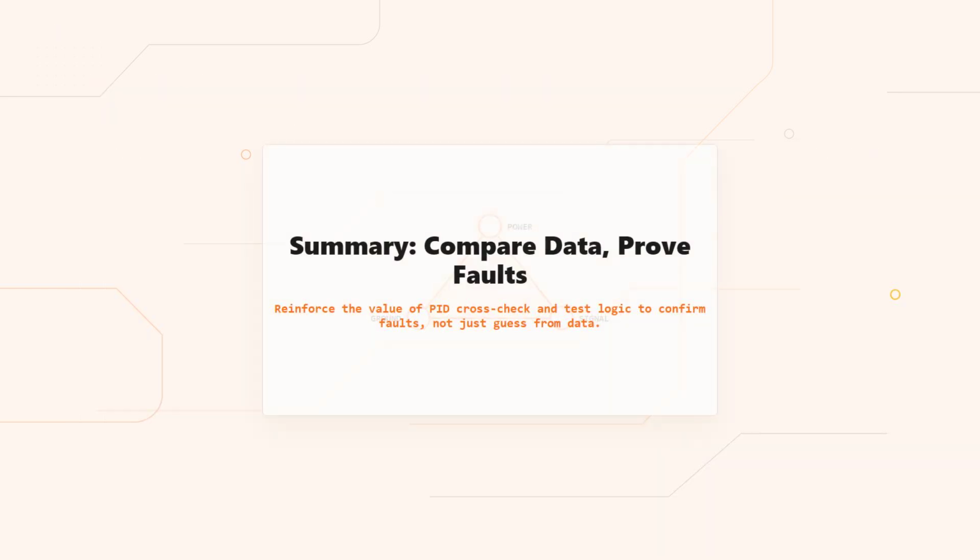Always cross-check MAP, MAF, and throttle data, relate them to engine conditions, and use targeted tests for proof. Matching PIDs point to likely good sensors. Disagreement unlocks the correct test path. Sensor guessing wastes time, but data-driven diagnosis leads to the real fix.